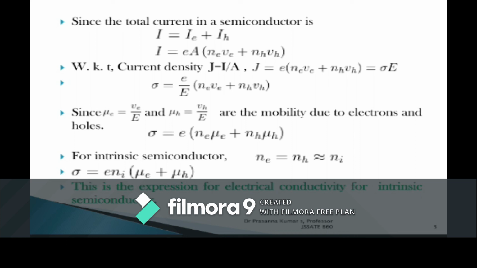For an intrinsic semiconductor, the electron concentration is equal to the hole concentration, therefore n_e = n_h. Since both are equal, I am introducing this equality by another term n_i, n with subscript i. If you substitute n_i there, you will get conductivity sigma = e n_i (mu_e + mu_h). This is the expression for electrical conductivity for an intrinsic semiconductor.